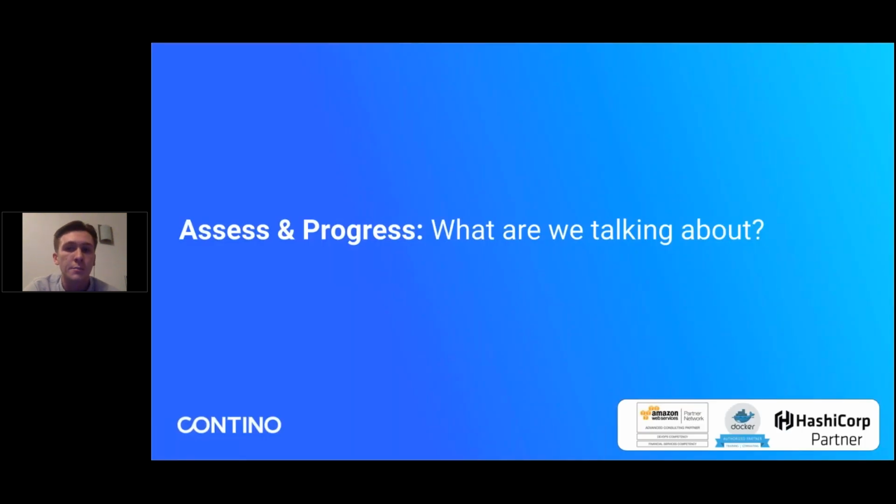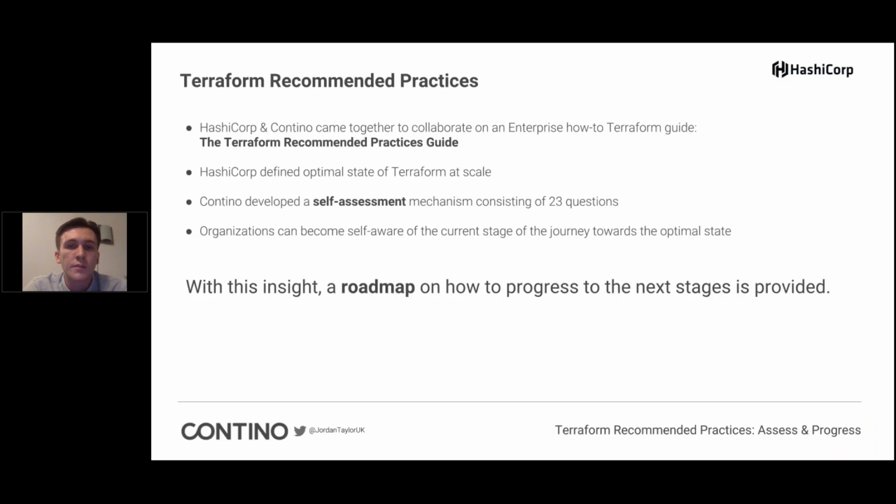So assess and progress, what am I actually talking about? The Terraform Recommended Practices Guide gives organizations a self-assessment across 23 questions to see where in the journey of infrastructure as code they actually are. With this insight, they then know the next steps they need to take on their roadmap to collaborative infrastructure as code.